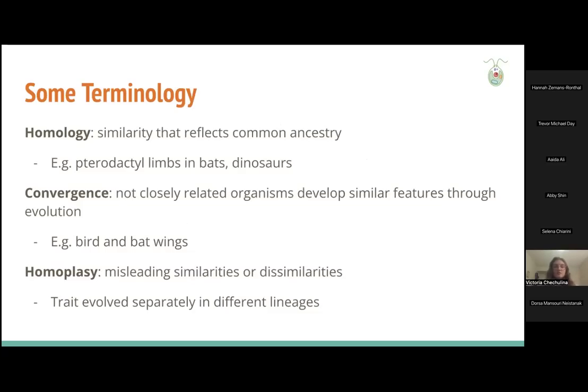And then this is just some more terminology. A homology is a trait that is a similarity among species, and it reflects common ancestry. So that's a trait that's going to be helpful for us when we're building trees. But a homoplasy is a trait that is a similarity among species, but it's misleading to us because it doesn't reflect close common ancestry. So for example, bird and bat wings are an example of a homoplasy because birds and bats are not super closely related. They evolved to have wings on their own, in different lineages. And that's an example of convergence, or convergent evolution. So just make sure you have this terminology down because it can be kind of confusing sometimes.